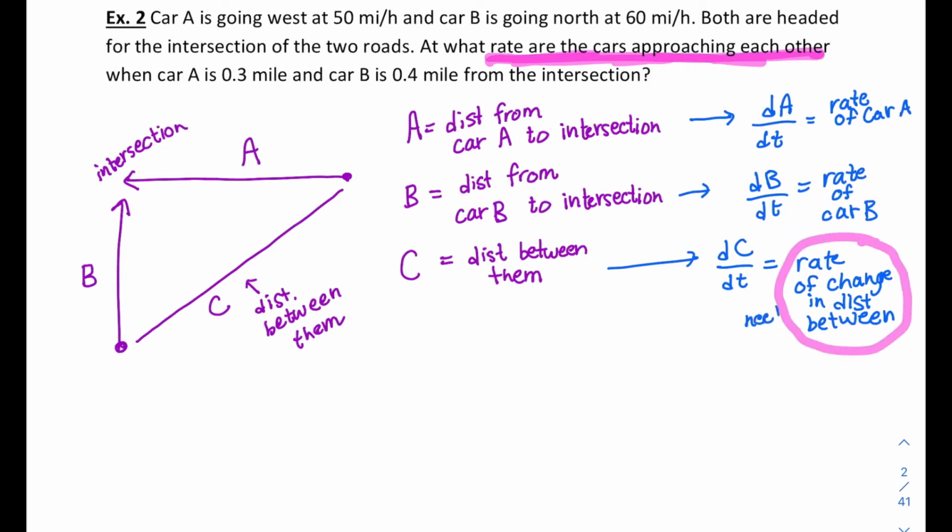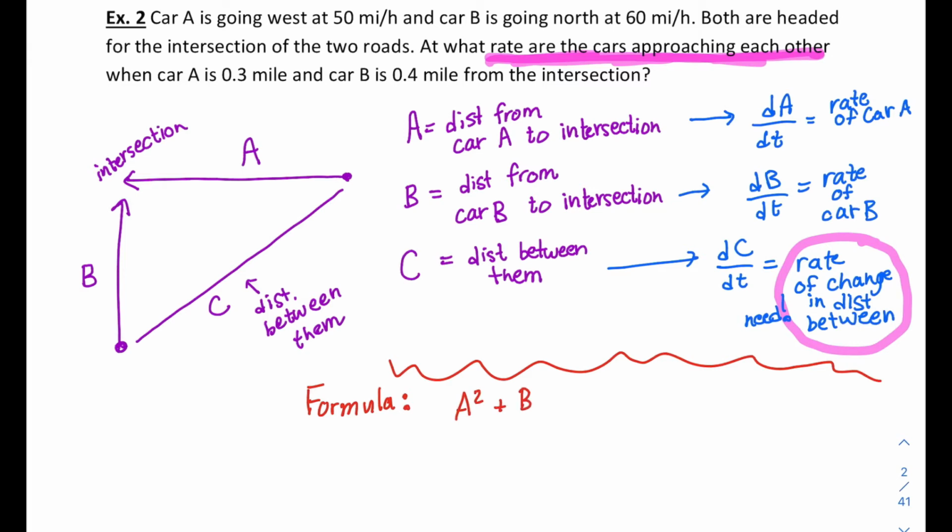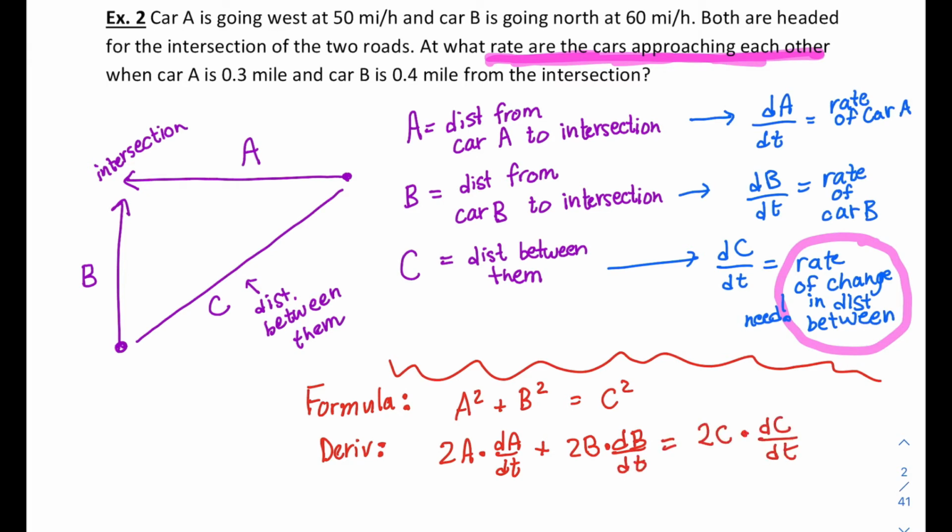If you think about how we can relate some of this information, well, it looks like a right triangle, so we're going to use the Pythagorean Theorem because it relates our distances and our rates that are involved if we were to take its derivative. So taking your derivative, you get 2a times dA/dt plus 2b times dB/dt equals 2c times dC/dt. And then if you plug in what you know, we know the rates for our speeds of cars A and B.